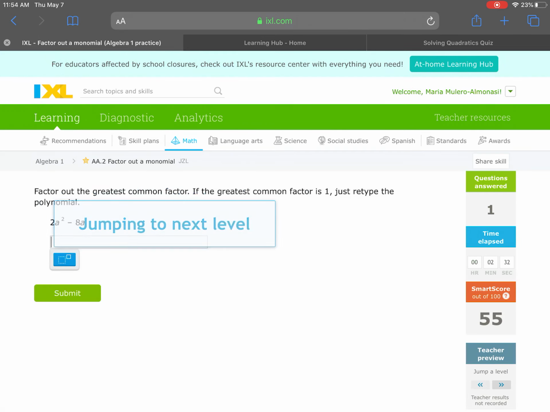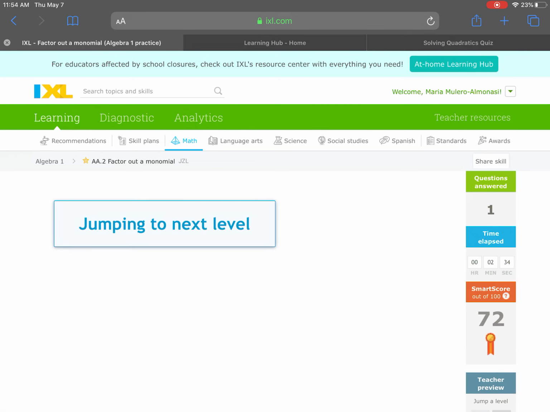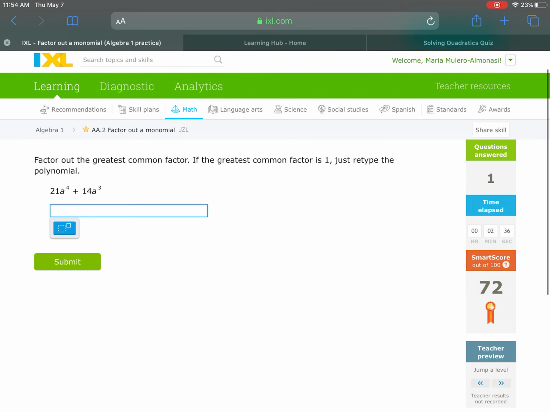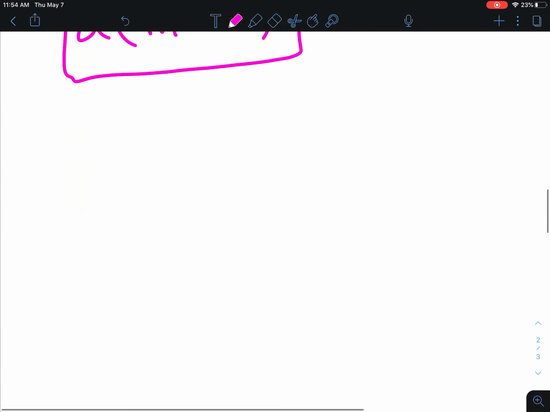Alright, now I'm going to try another example. I'm going to jump up a level. Let's see how many levels I can jump up by. Alright, let's do this one. 21a to the power of 4 plus 14a to the power of 3.